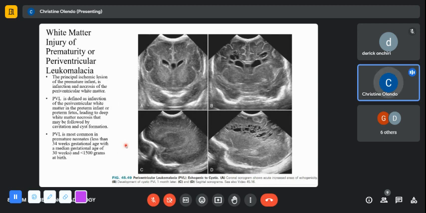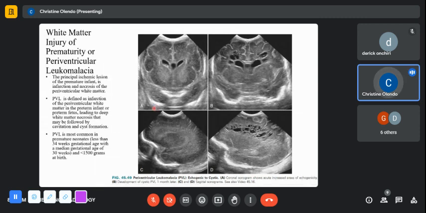It's an ischemic lesion of the premature infant, caused by infarction and necrosis of the periventricular white matter. It's a function of the white matter in preterm infants, which leads to white matter necrosis, followed by cavitation and cyst formation. It's more common in premature neonates, those less than 34 weeks with a median age of 30 weeks and less than 1.5 kgs at birth.